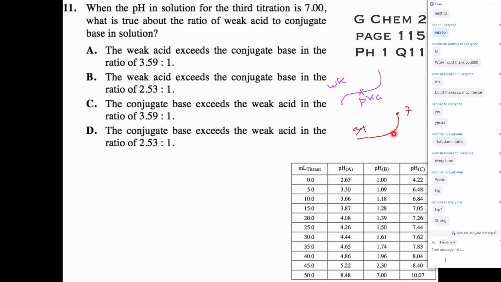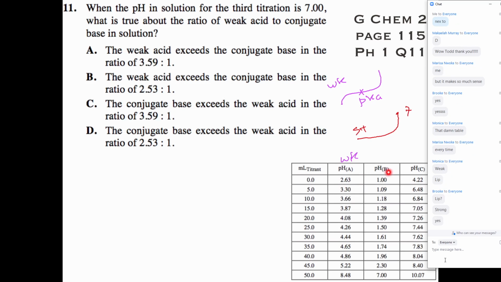A strong one stays relatively constant, then changes rapidly. So tell me about this one. Is it changing or not changing in the beginning? How many degrees is it changing? 2.63 to 3.3 to 3.66. That's a change, but then in the middle, it's only changing by about 0.2, 0.2, 0.2. Changes a lot, very little, and a lot. So would you agree A is weak?